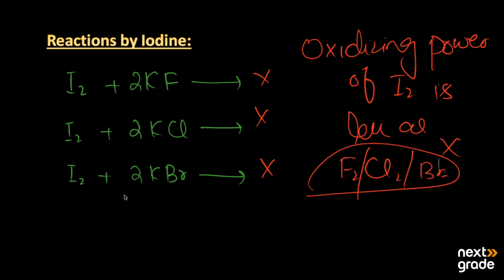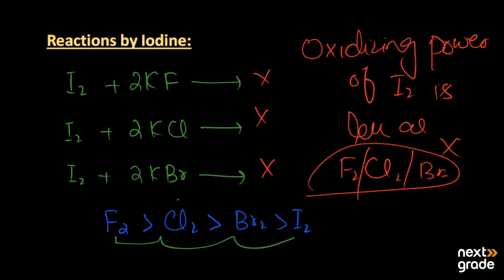And the order of oxidizing power for the halogens is F2 the most, then Cl2, then bromine, and at the end we have iodine. So in this way, fluorine can displace all these three. Chlorine can displace only bromine and iodine, and bromine can only displace iodine, but they cannot do the reactions in the reverse manner. So this was all about the displacement reactions today.